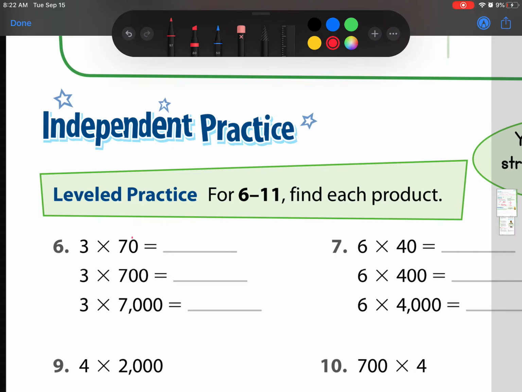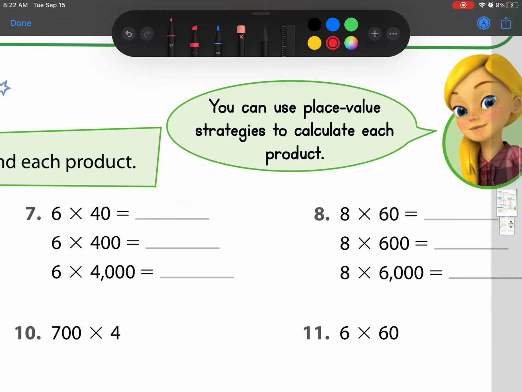Okay, basic math facts. 3 times 7 is 21. Add that 0. Now I'm going to do my basic math fact, 3 times 7 is 21, and add 2 zeros. 3 times 7, my basic math fact is 21, and add 3 zeros because I have 3 zeros here. Heading off to number 7.